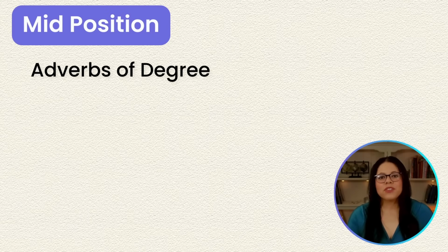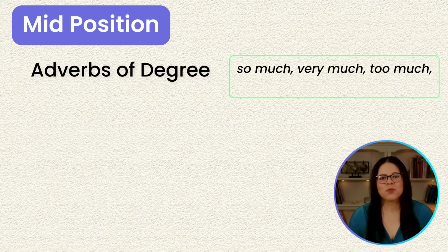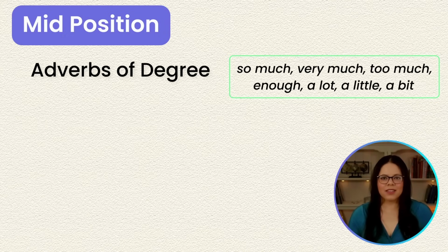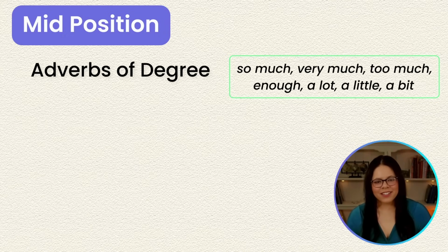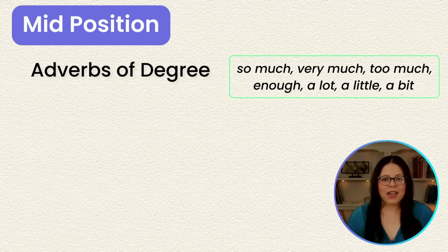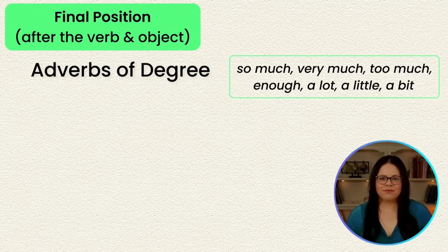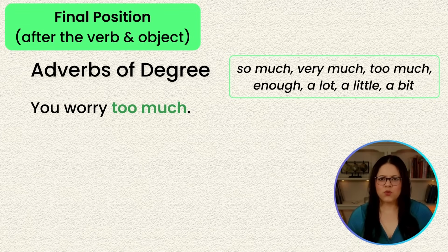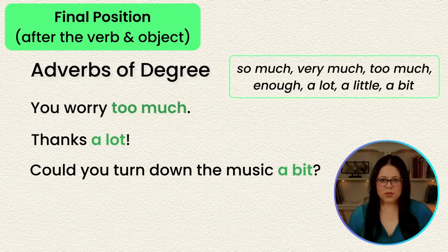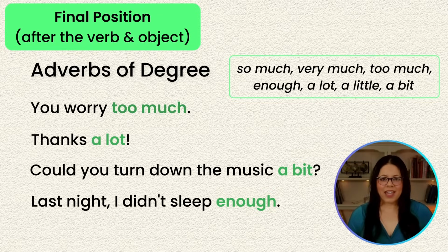Wait, we have another exception. There are a few other adverbs of degree. So much, very much, too much, enough, a lot, a little, a bit. When these adverbs modify a verb, they should be in the final position, after the verb and the object. You worry too much. Thanks a lot. Could you turn down the music a bit? Last night, I didn't sleep enough.